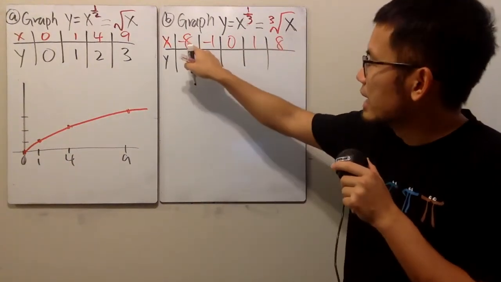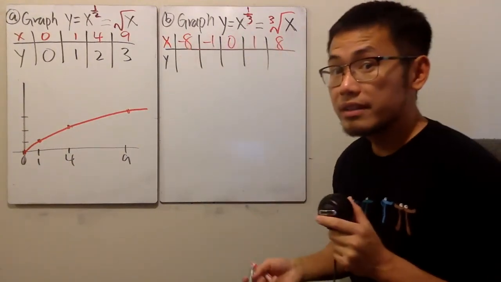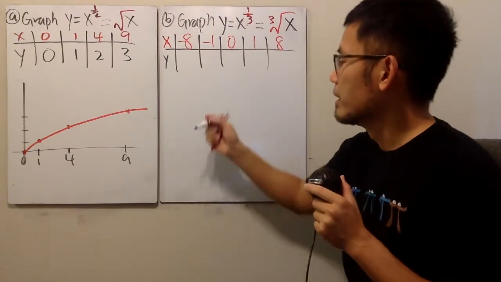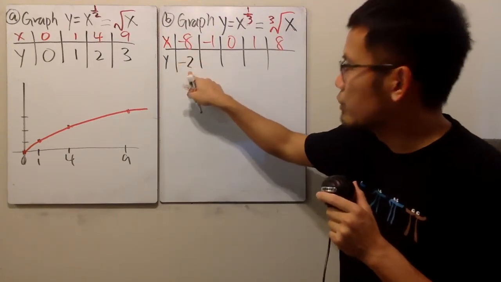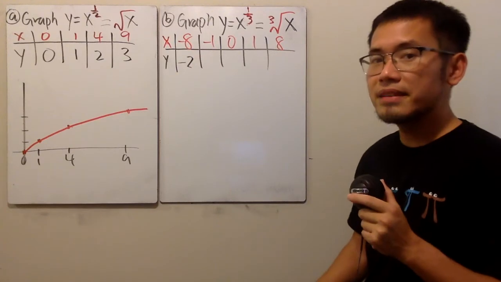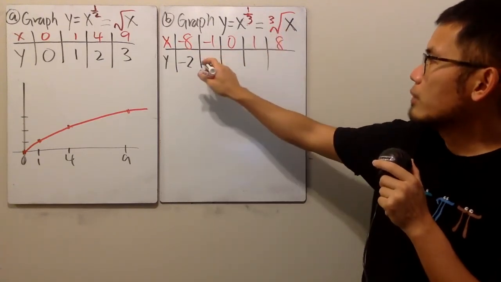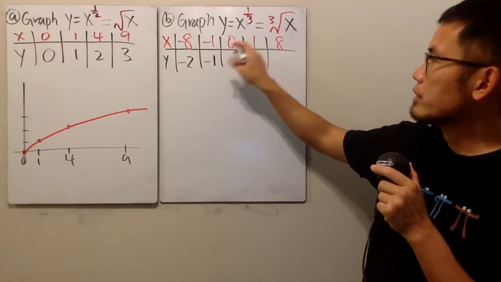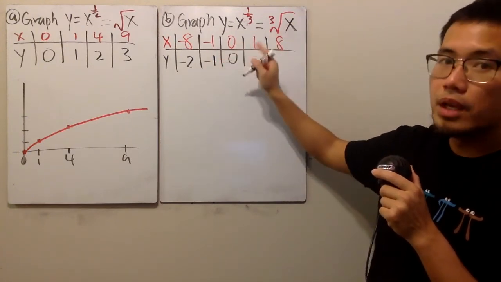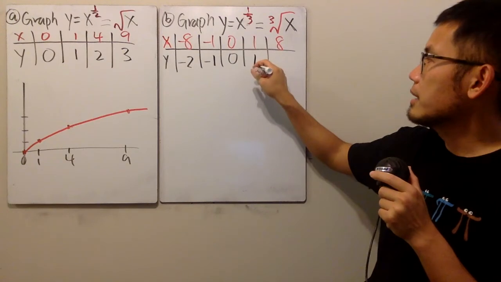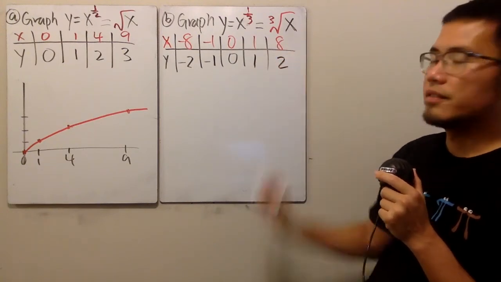Now, plugging -8 in here, cube root of -8 is -2, because -2 times -2 times -2 will give us -8. Then, putting -1 here, cube root of -1 will give us -1. Put the 0 here, we get 0. Put the 1 here, we get 1. Put the 8 here, we get +2.